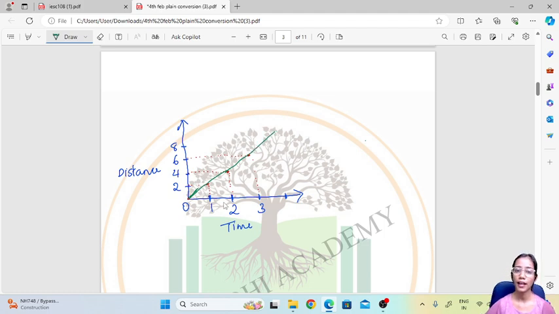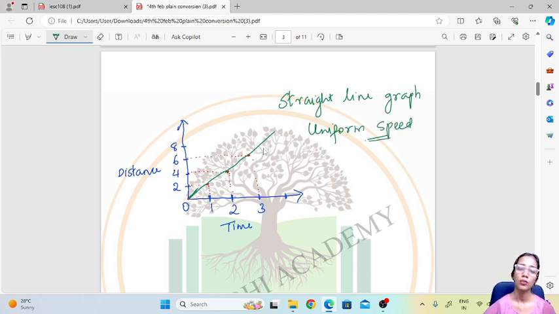I'm doing it freehand, but you need to use the ruler and pencil to draw the graph. Okay, so over here we can say that this is giving a straight line graph. Okay, and this is representing uniform speed.